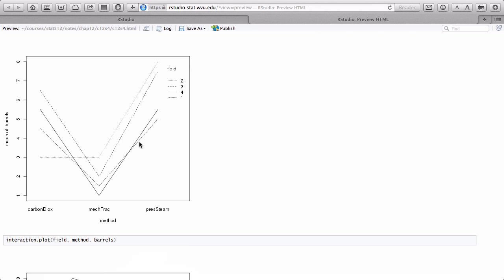Field 2 has, and this is oil output, field 2 using carbon dioxide, and I'm not sure how this is used as a way of extracting oil. It's mechanical fracking and so forth. So field 2, using carbon dioxide, is much lower than you would expect, and that's what's causing the interaction here. Now, the interaction can be much more extreme than this, but that just gives you a preview of what I'm talking about.